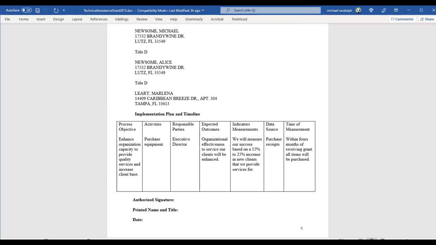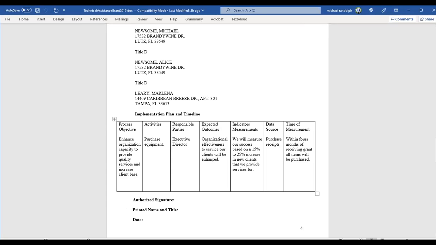Process objective: enhance organization capacity to provide quality services and increase client base. Activities: purchase equipment. Responsible parties: executive director. Expected outcomes: organizational effectiveness to serve our clients will be enhanced. Indicators, measurements: we will measure our success based on a 15% to 25% increase in new clients that we provide services for. Data source: purchase receipts. Time of measurement: within 4 months of receiving grants, all items will be purchased.